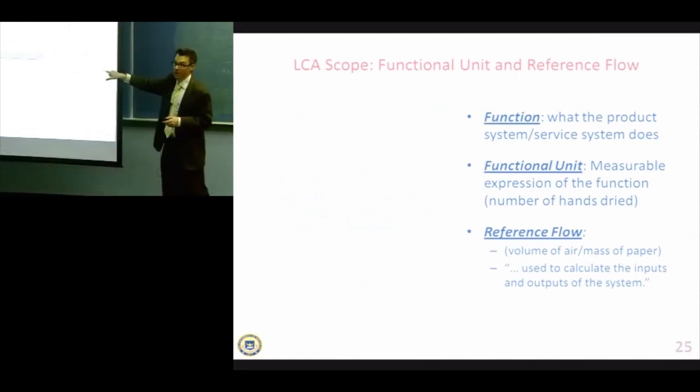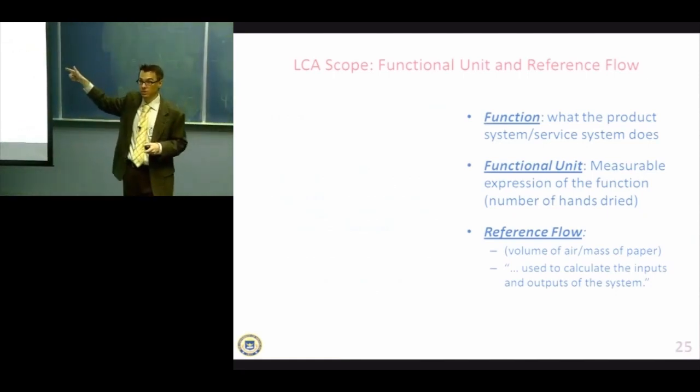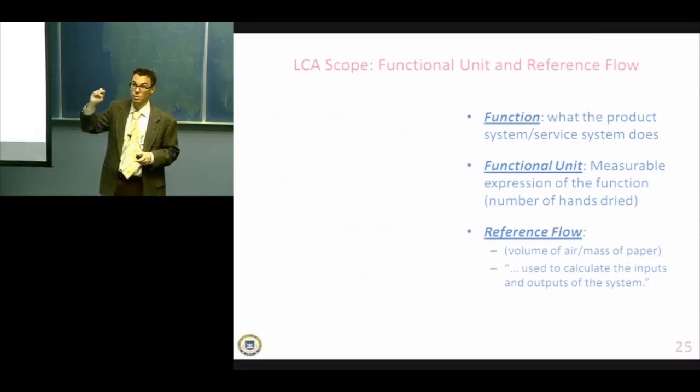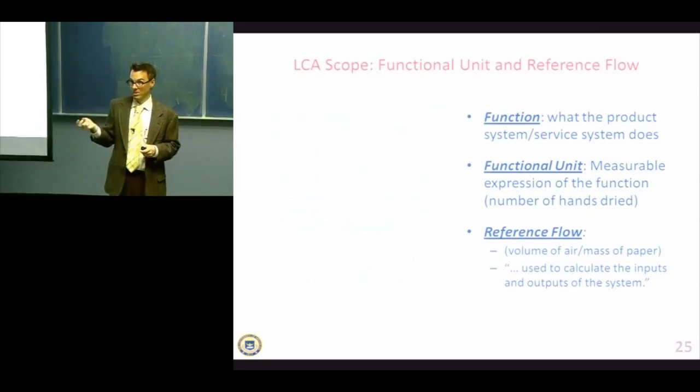And that's important, to have some measurable expression of the function, because you're going to define a reference flow from that functional unit. So that's our third definition here, reference flow. How many paper towels does it take for you to dry two hands? Is it one or is it 50? We've all seen the person with 50 of them, right? Just keep going, take a stack of them.